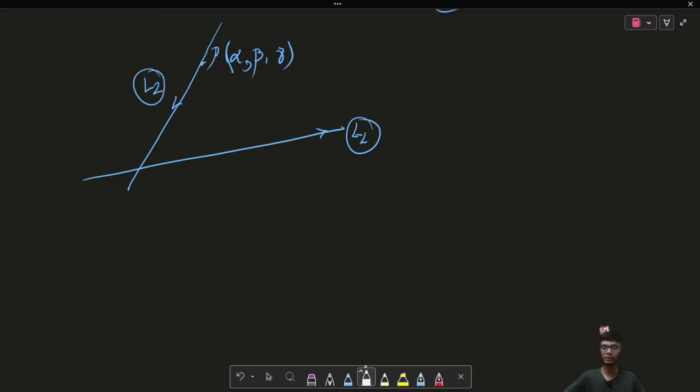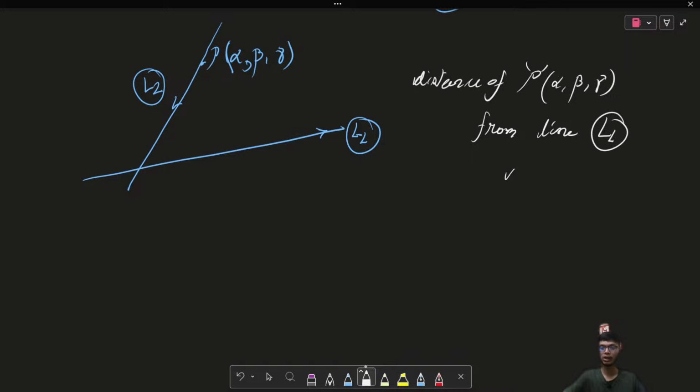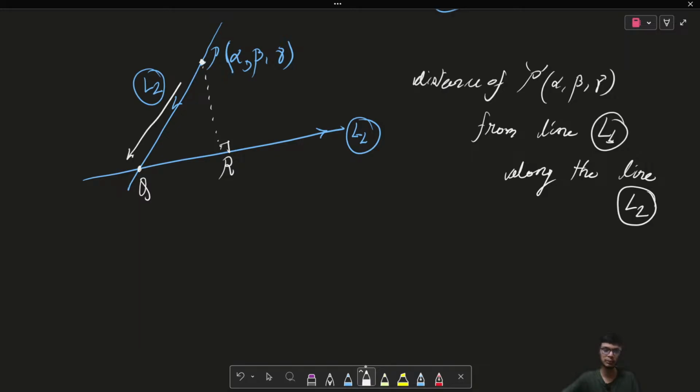So I want you to find out the distance of point P, given as alpha, beta, gamma, from the line L1 along a given line. The distance from L1 to point P is not directly perpendicular. Find out the length along this particular line. You take this point Q and this perpendicular drop, so I need to find out this slanting distance.